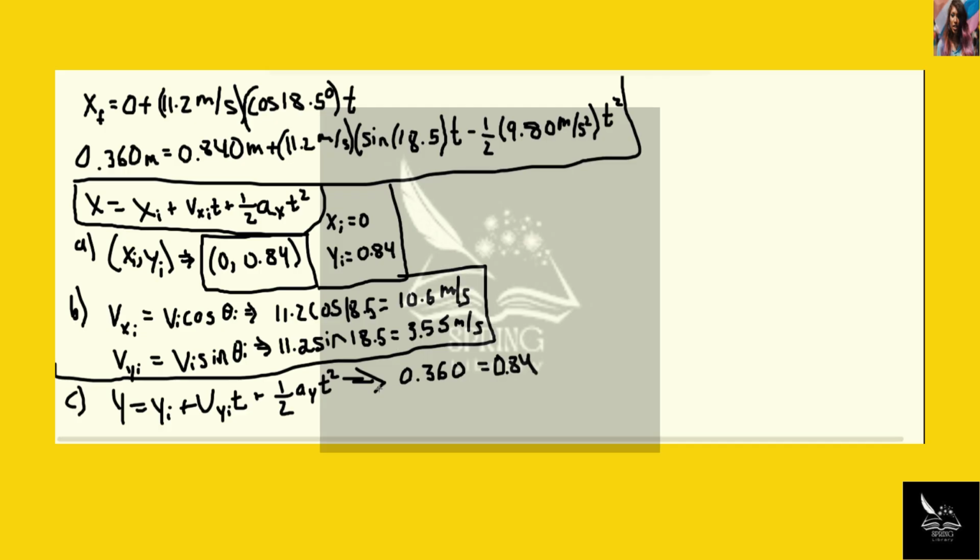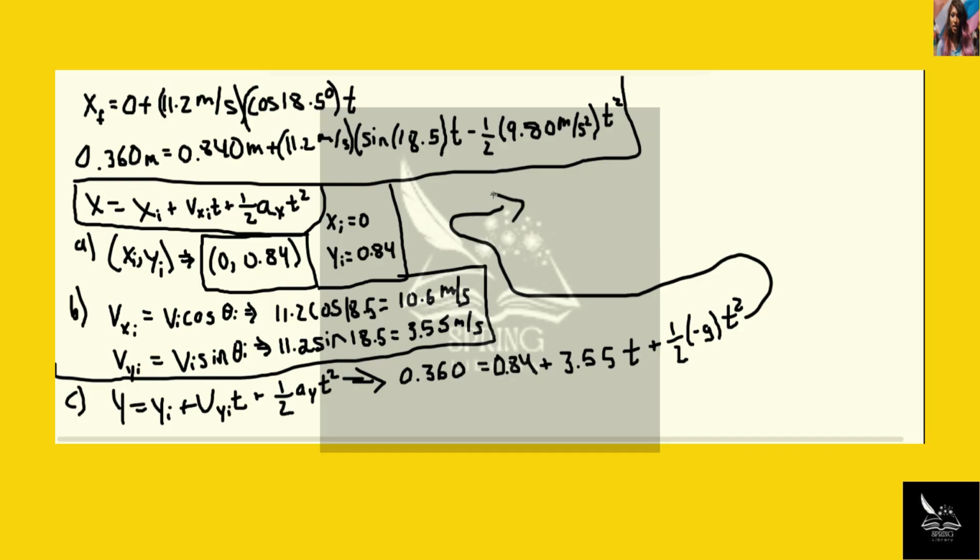Just comparing the equations, guys. That's what this whole problem has really been about. 0.84, and then plus the velocity vector in the y direction initially, which is 3.55 t, plus the last part, which is the 1/2 minus g t squared.